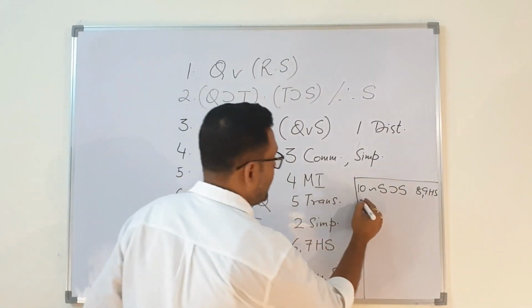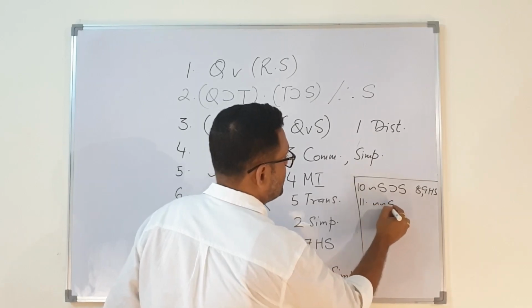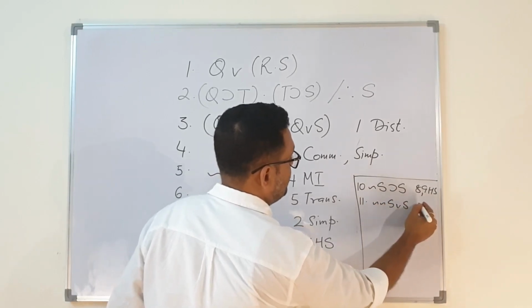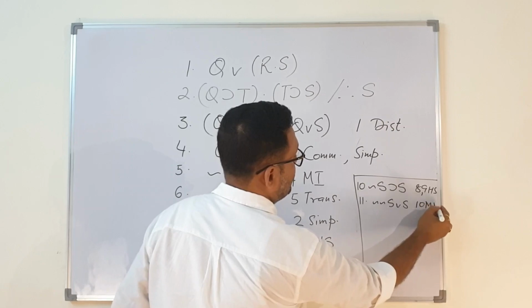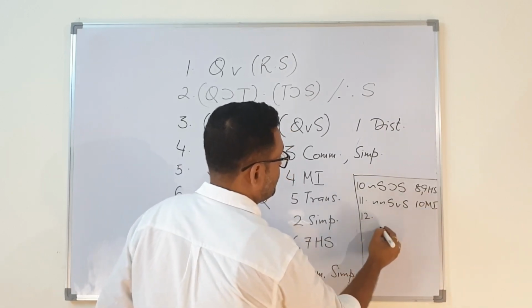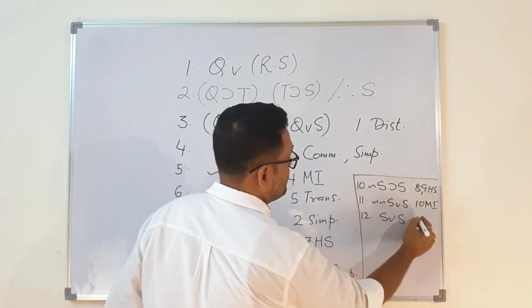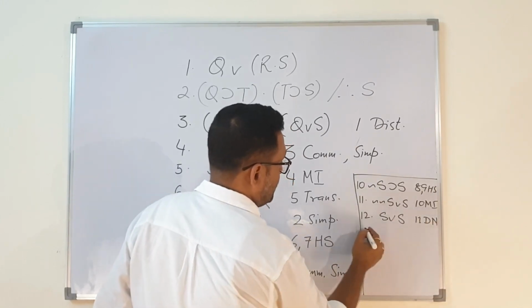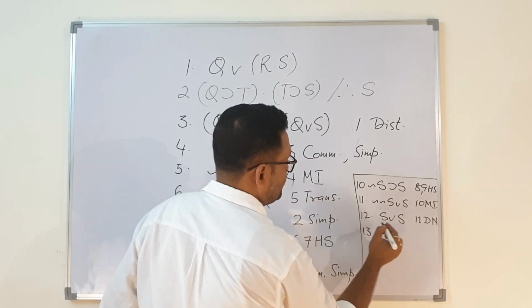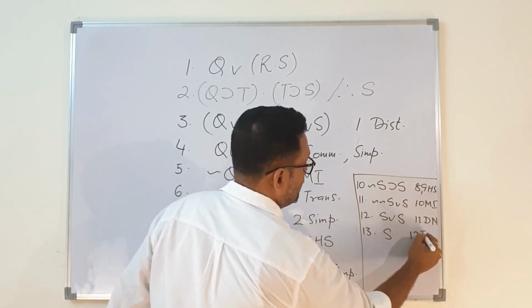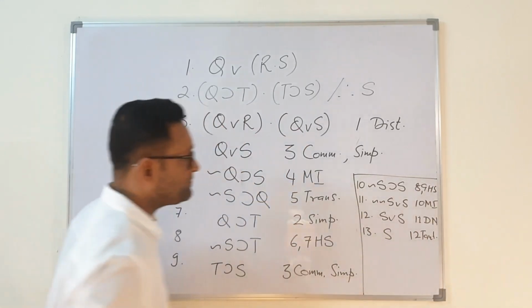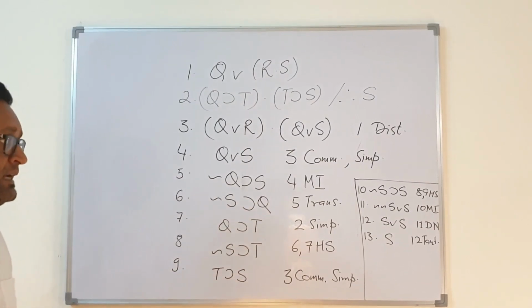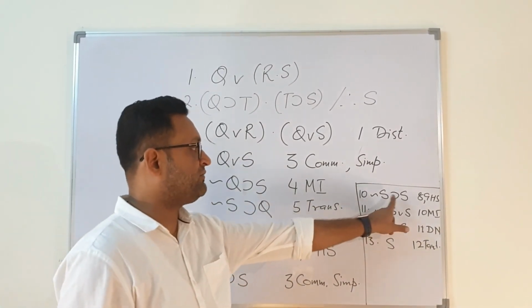So this will become, by double negation, S wedge S. This will be 10 material implication. 12, S wedge S. This is 11 double negation, right? 13, S, 12 tautology. So you get it that I have created this negation of S implies S.